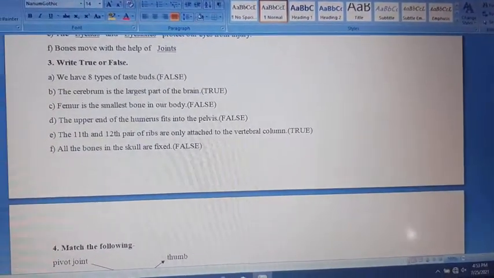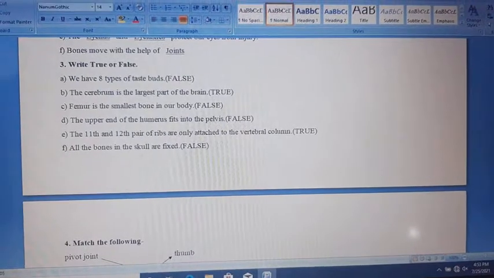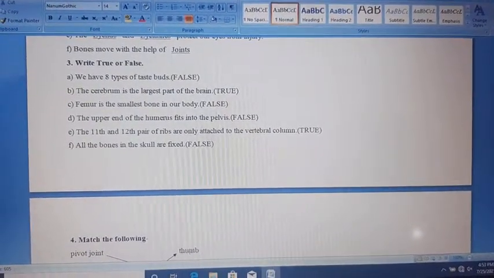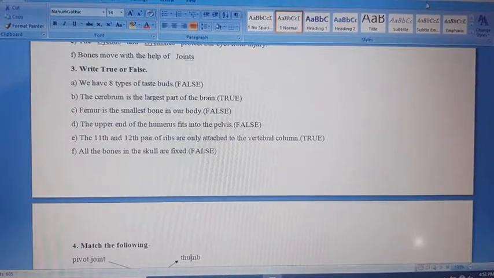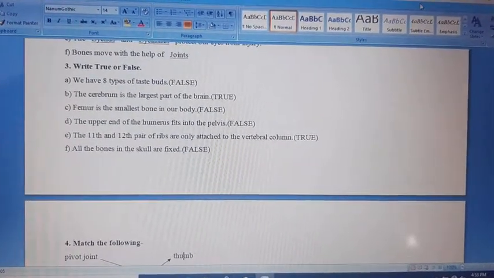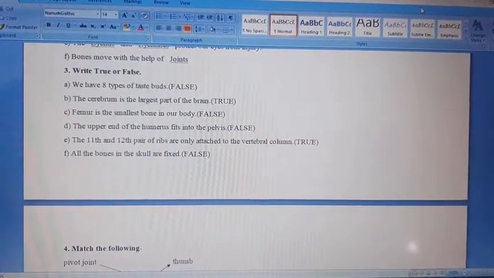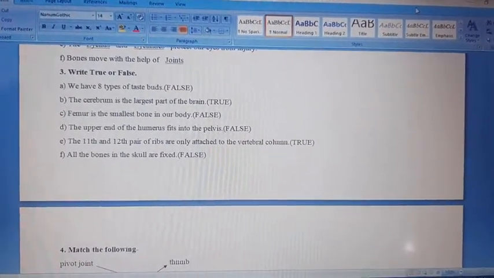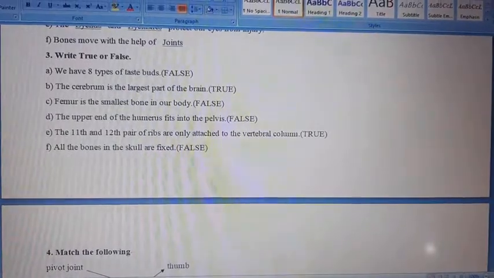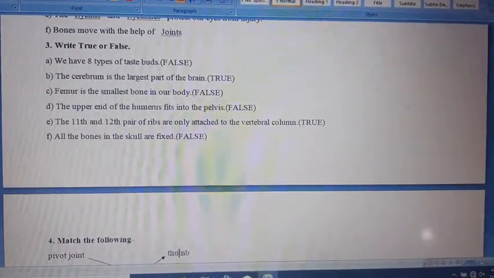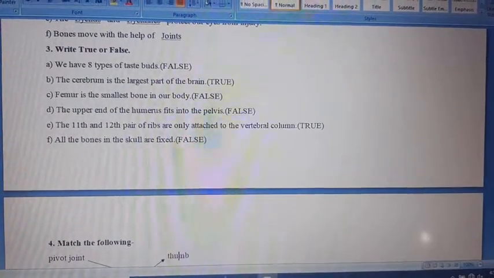Write true or false. A. We have 8 types of taste buds. False. B. The cerebrum is the largest part of the brain. True. C. Femur is the smallest bone in our body. False. D. The upper end of the humerus fits into the pelvis. False.